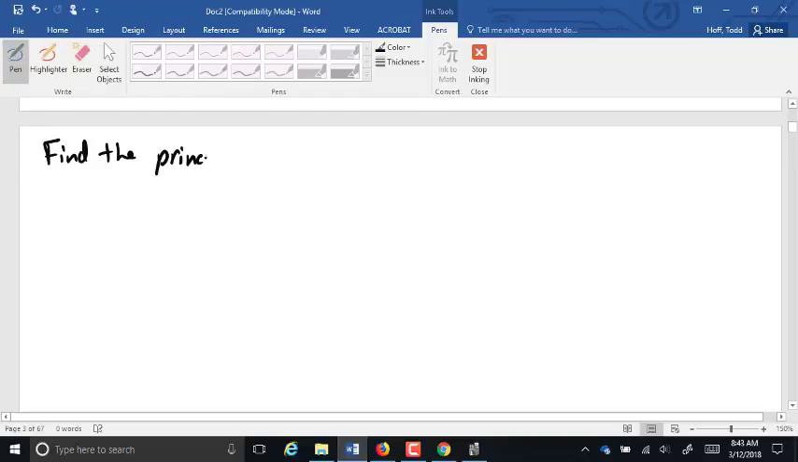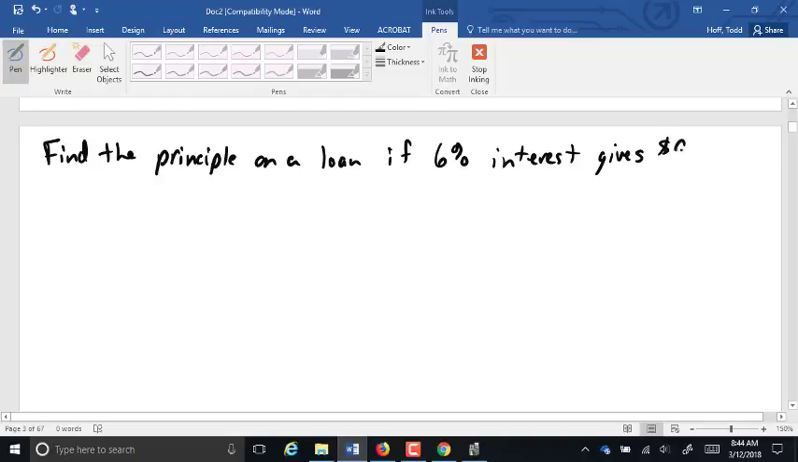Find the principal on a loan if 6% interest gives $90 in interest for the month.